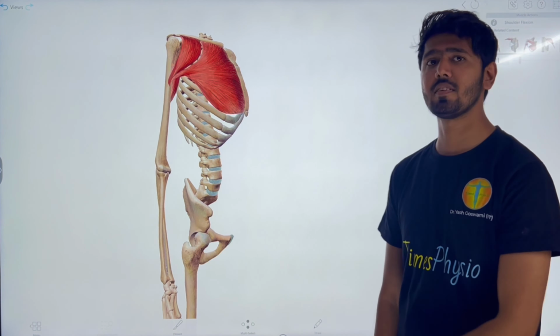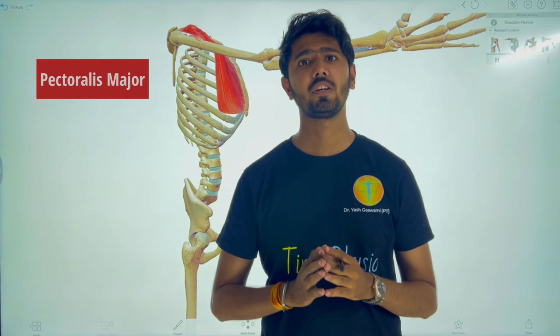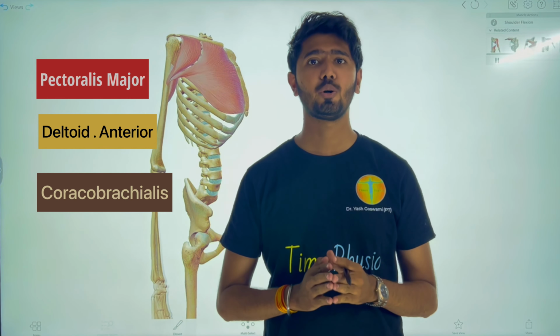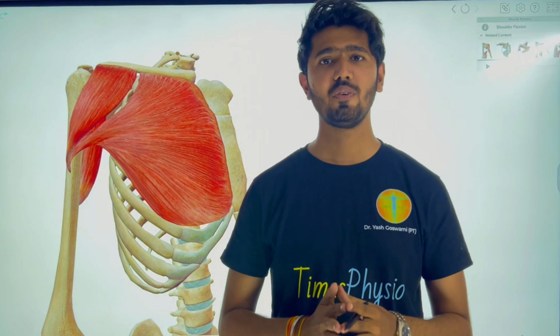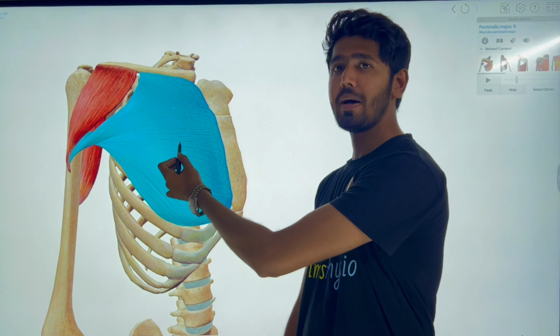So as you can see, this is the shoulder flexion. Three muscles help in shoulder flexion: pectoralis major, deltoid and coracobrachialis. Firstly, we will talk about the pectoralis major muscle. This is the pectoralis major muscle.